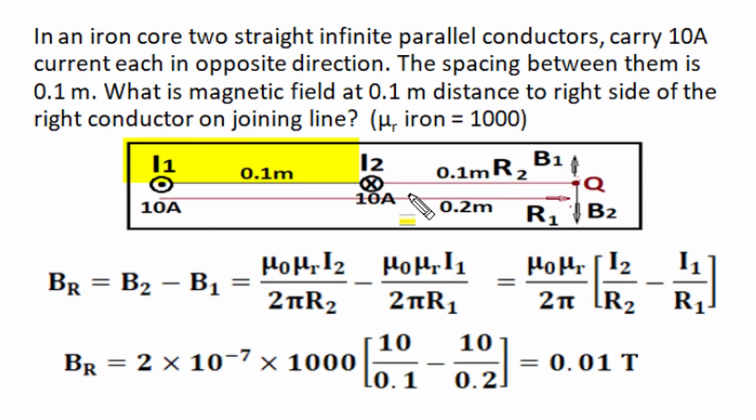In an iron core of relative permeability 1000, we have embedded two infinite parallel conductors carrying currents I1 and I2 in opposite direction. Each current is 10 ampere. The spacing between the two conductors is 0.1 meter, and we have to find the resultant magnetic field to the right of the right conductor at 0.1 meter distance. That means this observation position Q is at 0.2 meter distance from the first conductor.